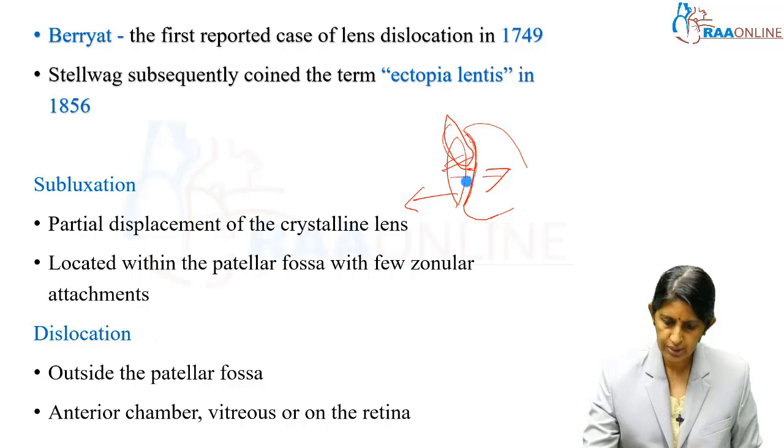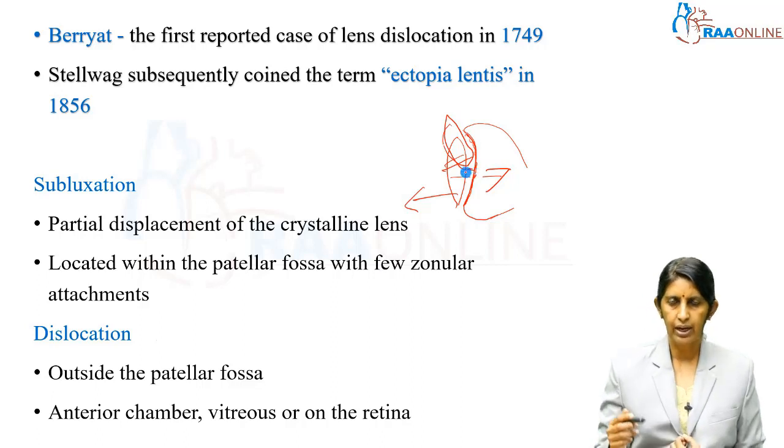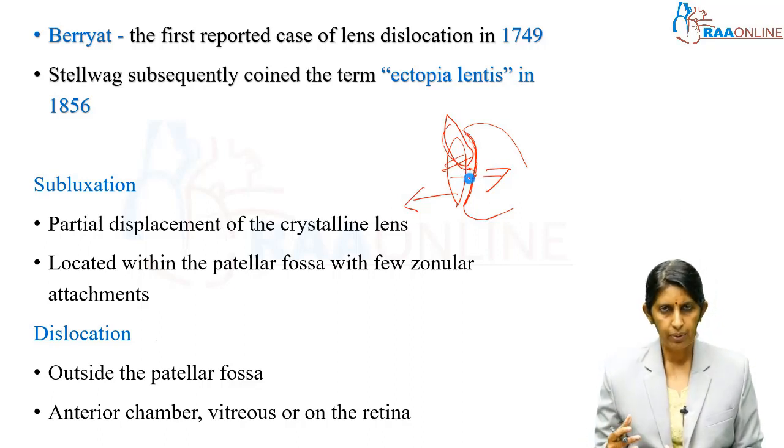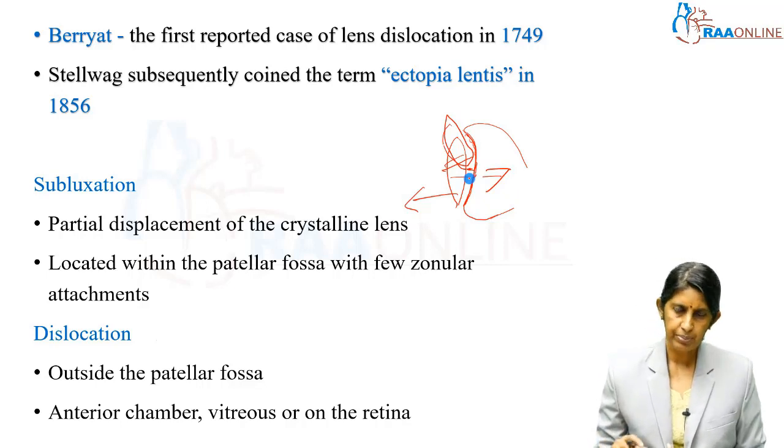It refers to the space that is enclosed between the posterior capsule of the lens and the anterior face of the hyaloid. Hyaloid means the vitreous. So, this patellar fossa is also called the hyaloid fossa. These are very important terminologies, not only with respect to ectopia lentis, but also for any case of lenticular pathology, or lens pathology.